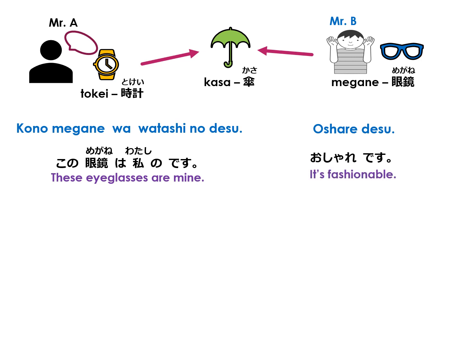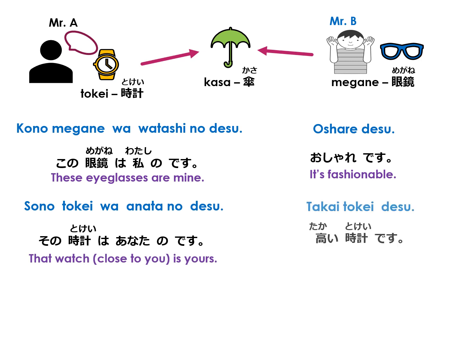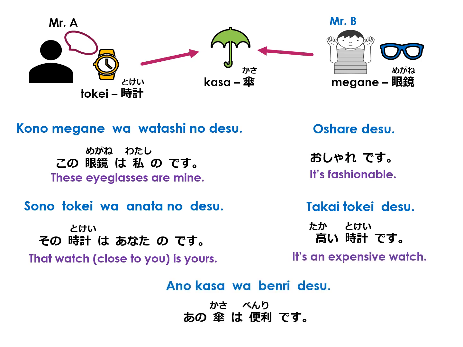Sono tokei wa anata no desu. Anata no means yours. That watch close to you is yours. Takai tokei desu. Takai means expensive. Takai tokei desu means it's an expensive watch. Ano kasa wa benri desu. Benri means convenient. That umbrella over there is convenient.